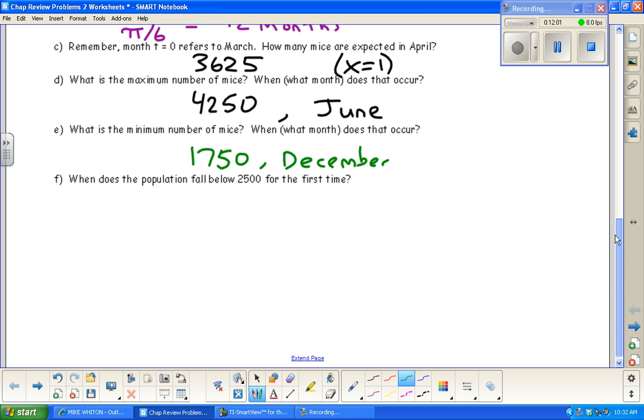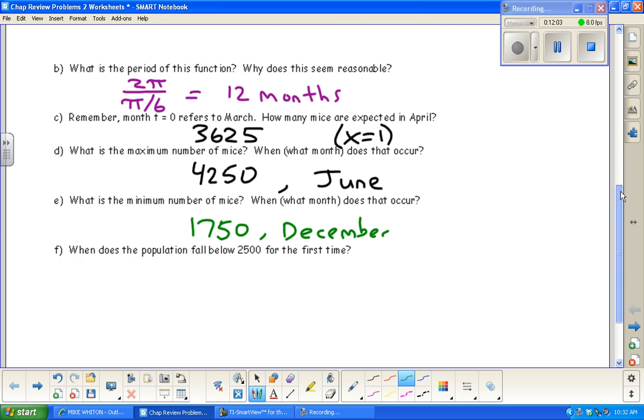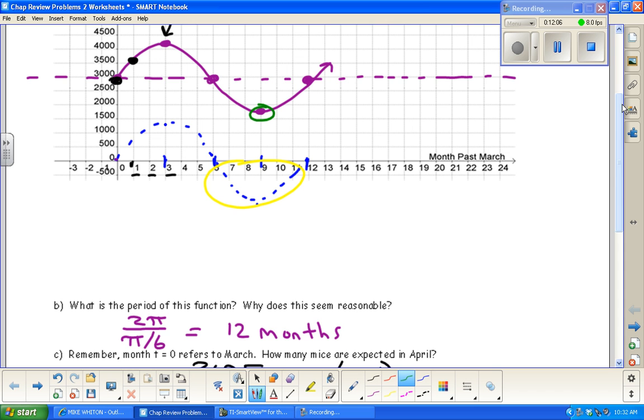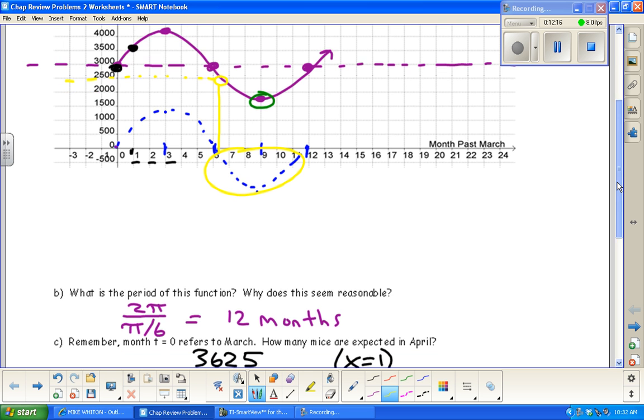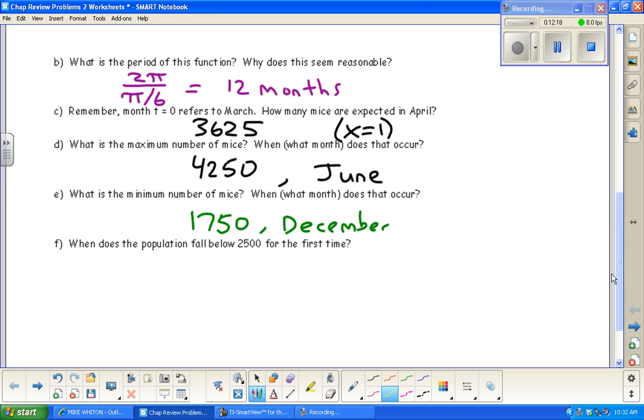And last part, when does it fall below 2,500? So this is just kind of an estimate here. If we use our graph, 2,500 happens about there, so that would be around 6 to 7 months after March. Okay, so maybe the 9th or 10th month of the year, September or October, something like that. That's when it first falls below 2,500. Okay, so that's that. And then the practice test.